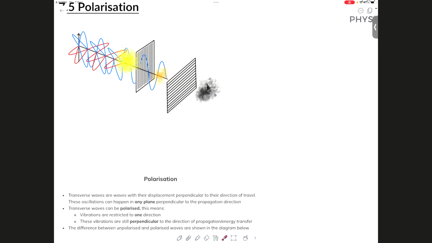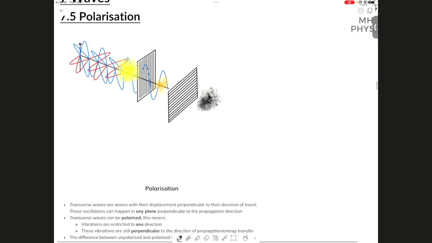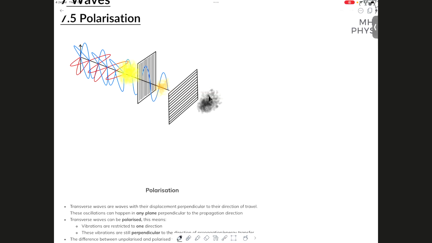Okay? Polarization is all about Malus's law. Malus's law. It's a formula. We will do that. So far, the questions that have come in your past papers are about that law. So it's a little tricky. I will explain the law to you eventually. So this is the experiment to demonstrate polarization. Okay? So this is a demonstration of polarization.